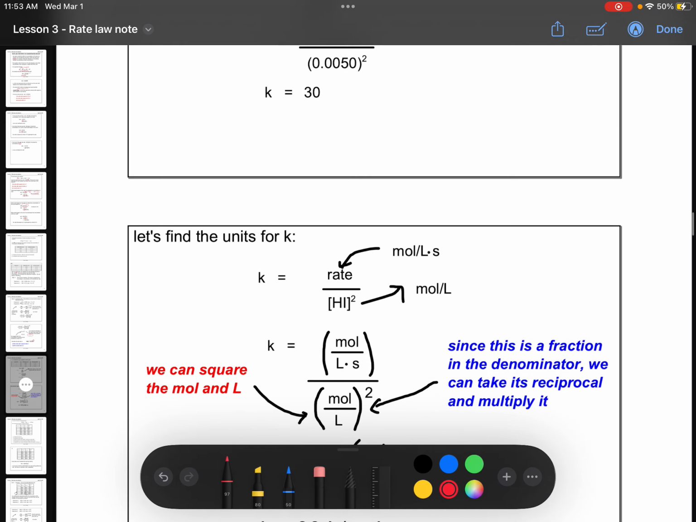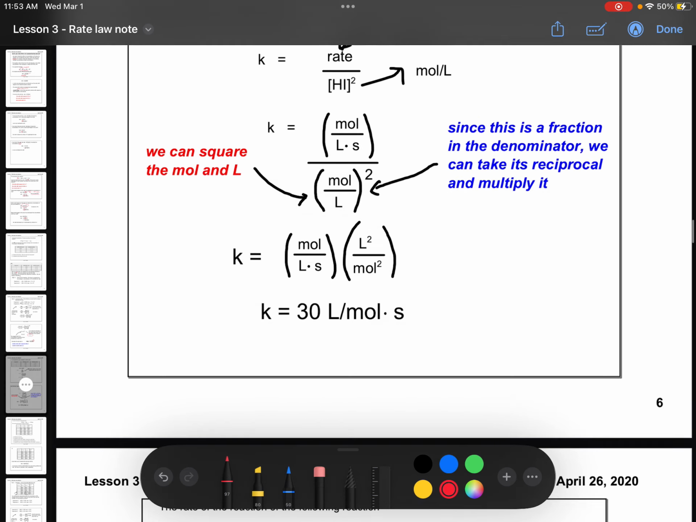From there, we're gonna divide it out and we'll get K as 30. So now we need to find the units because we can't just leave it as 30. So the rate is in moles per liter per second, and then the initial was moles per liter. So if we were to divide everything out, we will be left with liters per moles per second. And so therefore, that is the unit that we will be using for K.